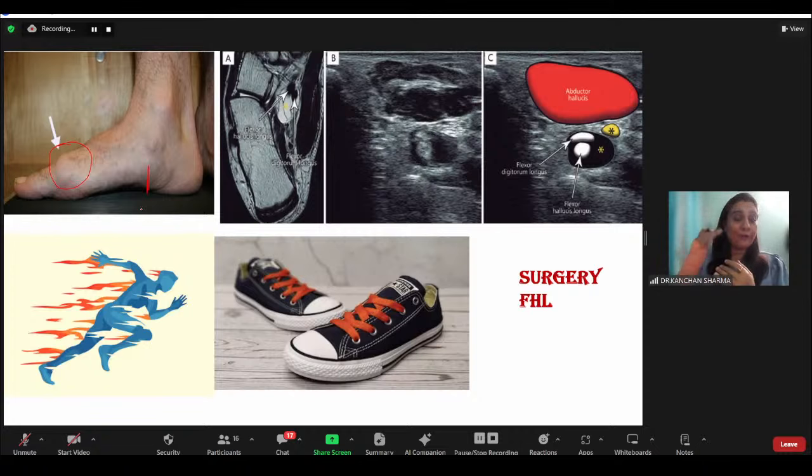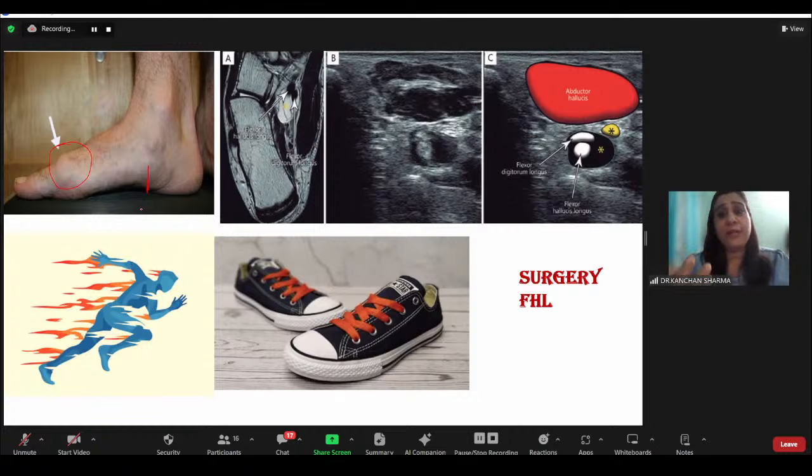So do scan properly all your tendons when you are scanning up to their insertion. Keep on just identifying the things, whether there is something which can be a pain causative factor for the branches of the tibial nerve.